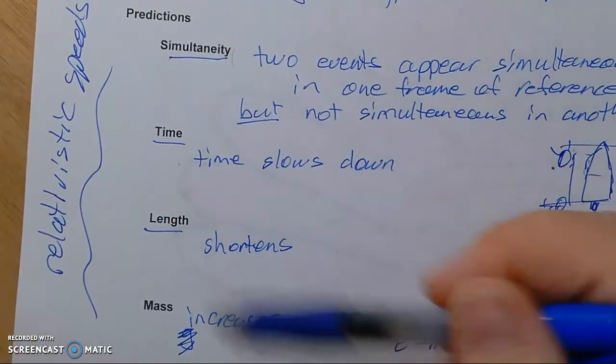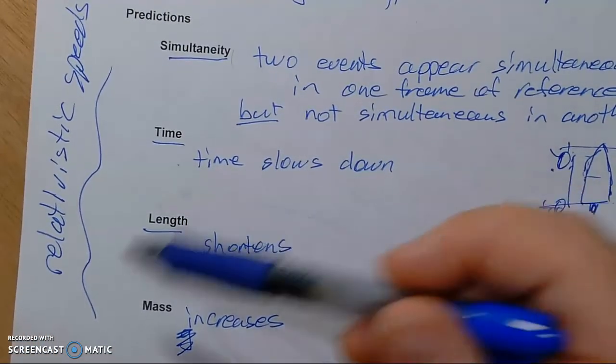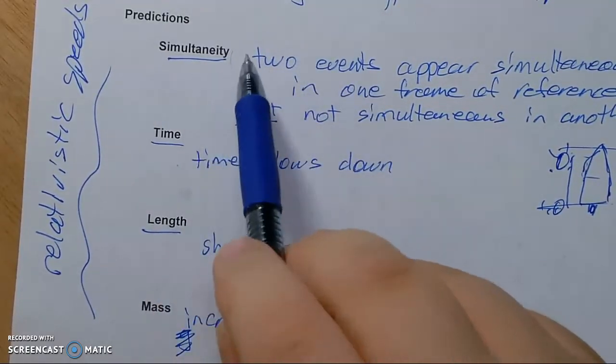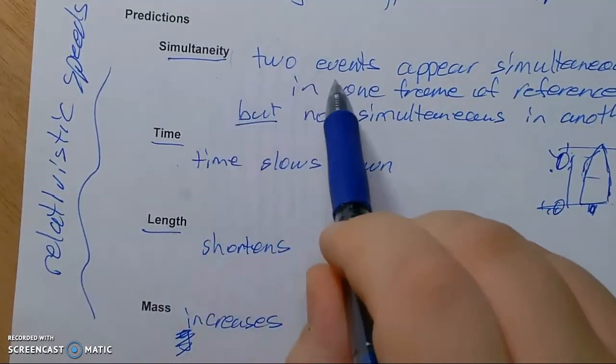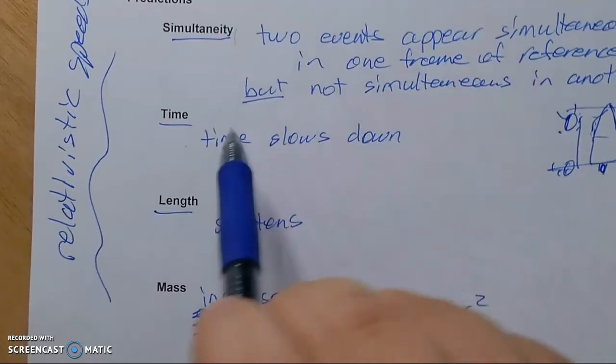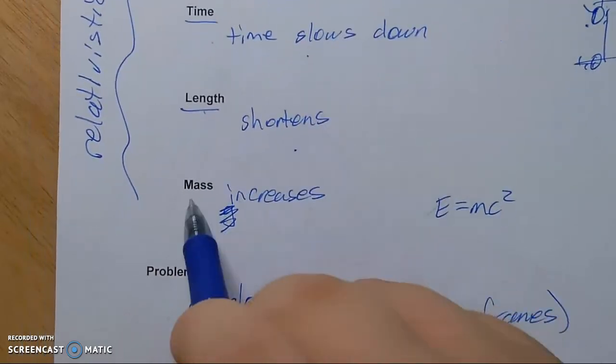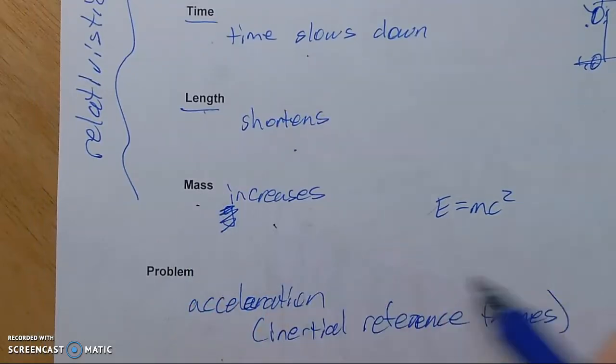So when you're talking about very nearly the speed of light, you're talking about relativistic speeds. And in 2 different frames of reference, one thing happens at the same time, the other thing happens one after the other. Time slows, length shortens, and mass increases.